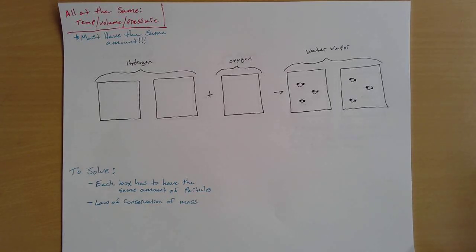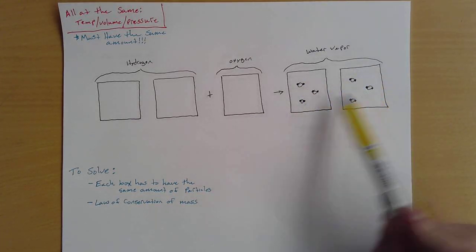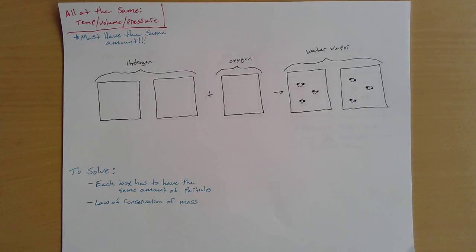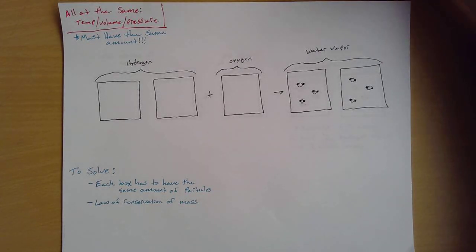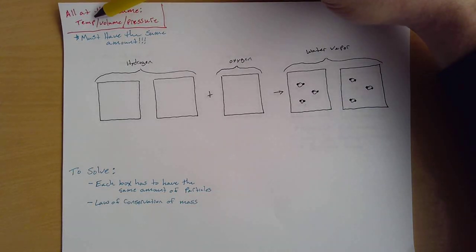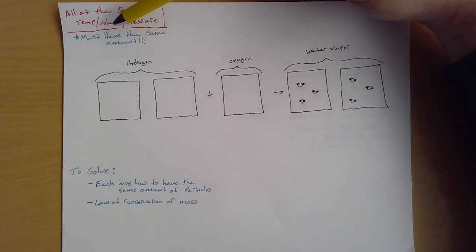So in about 1805, Gay-Lussac and Avogadro both put their heads on a similar problem in different parts of the world. Their idea was that every time they did this experiment where they put in 2 volumes of hydrogen and 1 volume of oxygen, they get 2 volumes of water vapor. Now, they came to this conclusion also knowing this: each one of these containers had the same temperature, the same volume, and the same pressure.